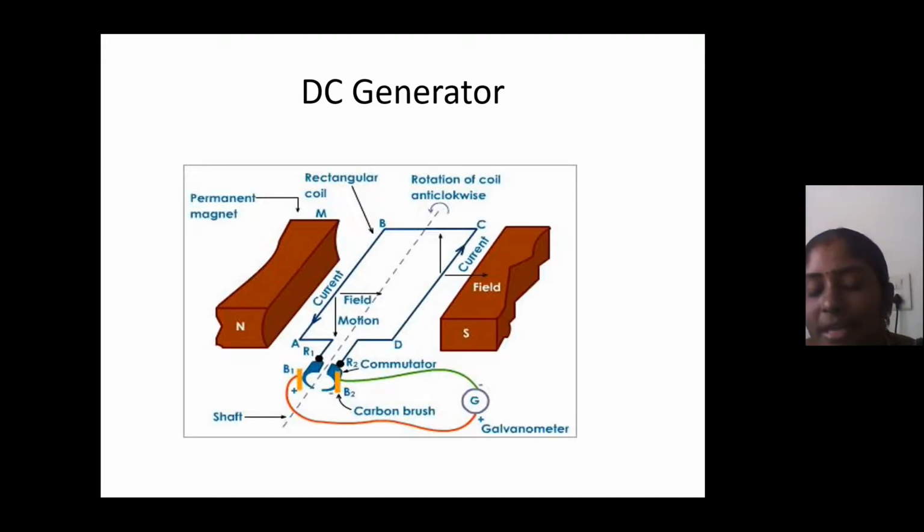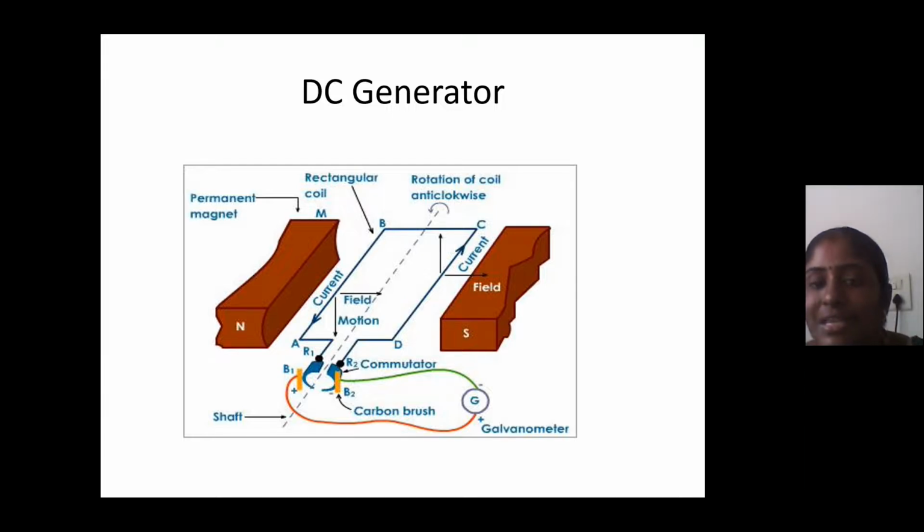From this diagram, you can clearly understand that there are two poles, the magnet's north and south poles, that we are placing. First I'm telling the concept, and then we will go through the slide itself. Generally, a magnetic field will be produced between the two magnets. When we place the coil in the magnetic field, the flux will get cut. The flux is cut when the coil rotates from its position, that is, changes its position.